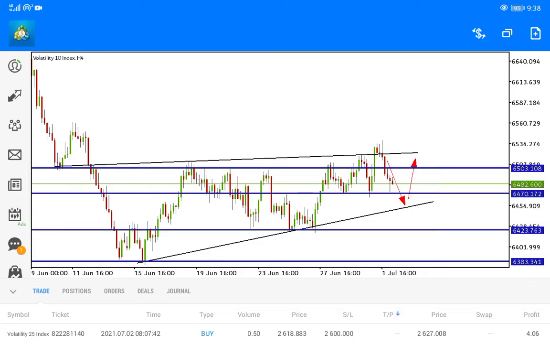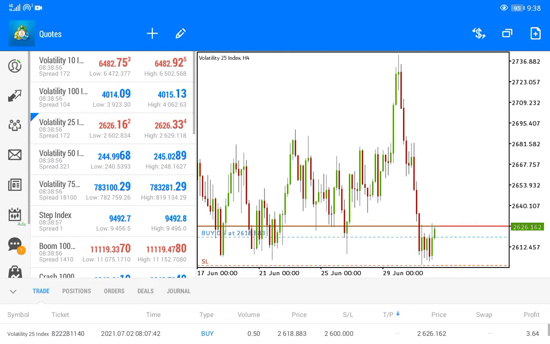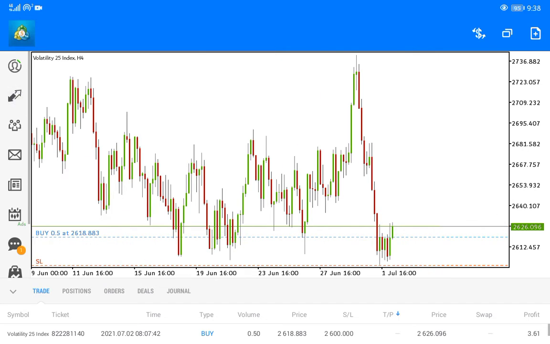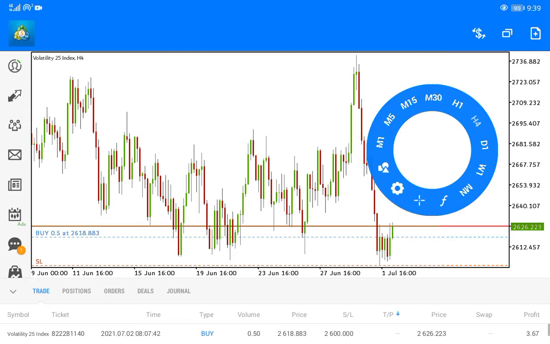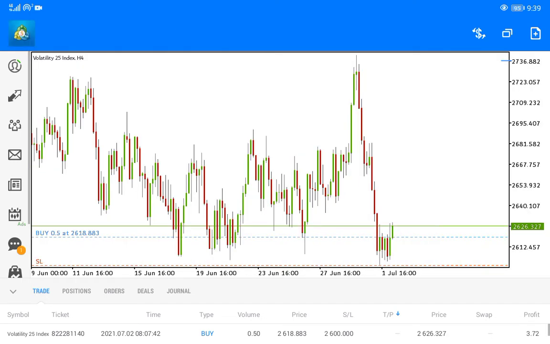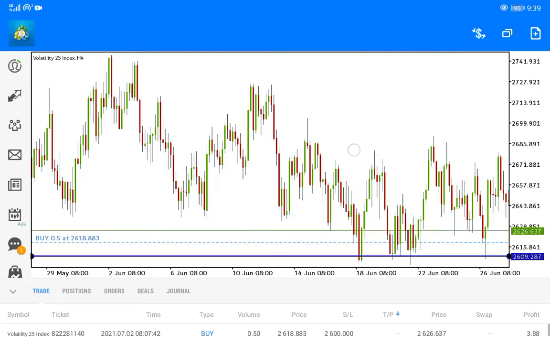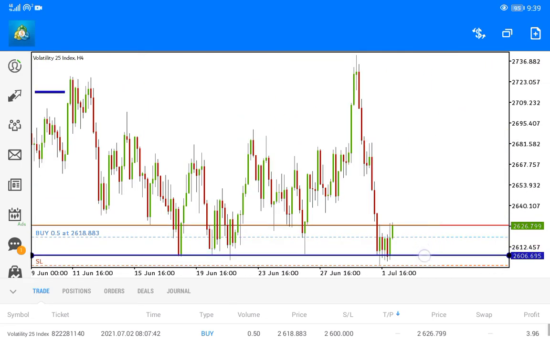resistance? Also, this Volatility 25, I dropped the signal in my group this morning. On this Volatility 25, I did not draw a trend line. I just followed the normal support and resistance rule. Let me show you. See how it respected the support level. It respected it. I just dropped it.